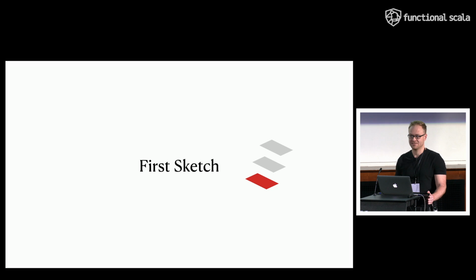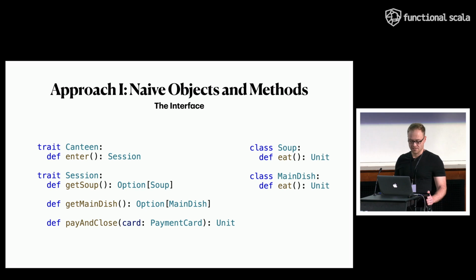Okay, let's get some code. First in vanilla Scala. This is our interface. Canteen has only one method, enter, which opens a session, and session then has methods for getting soup, getting main dish, and a method for paying, which also closes the session. Each of the food items has a method to consume it.